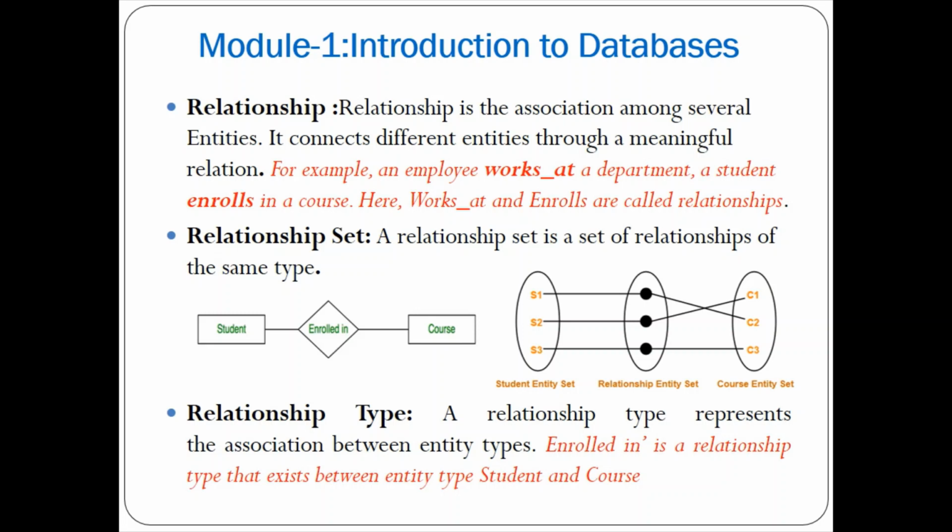What is a relationship type? The relationship type represents an association between entity types. As in the previous example, the relationship type between student and course is enrolled in. In the same way, if you take employee and department as two entities, the relationship type between them is works at. And if you take two entities, customer and bank, the relationship type between customer and bank can be has an account.